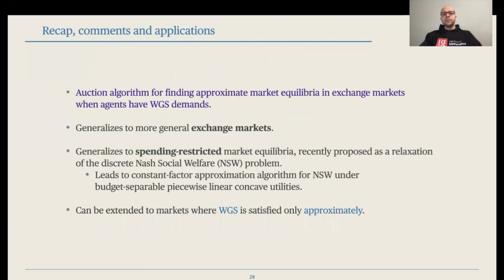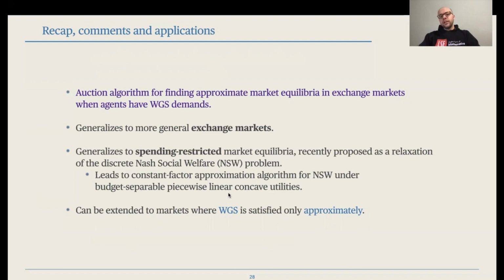So now just to recap, what we have given is an auction algorithm for finding approximate equilibria in Fisher markets where agents have WGS demands. And as we said, this generalizes to exchange markets. It also generalizes to finding a slightly different market equilibrium called spanning restricted market equilibria. This notion was proposed as a relaxation of the discrete net social welfare problem. In particular, using this auction algorithm, we were able to give a constant factor approximation algorithm for the net social welfare under budget separable piecewise linear concave utilities.